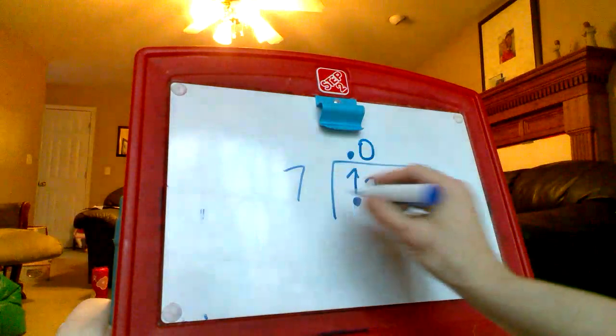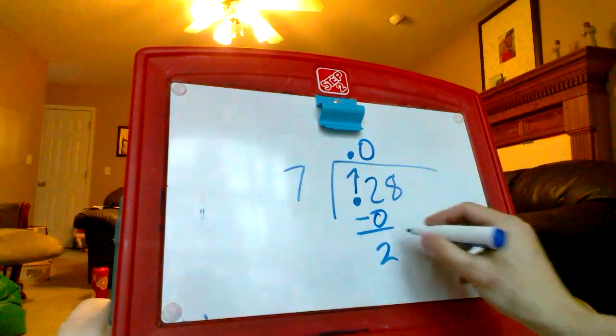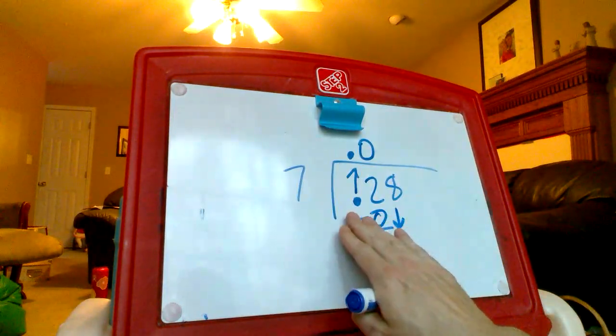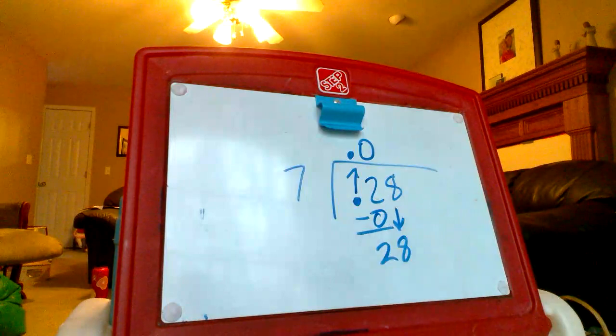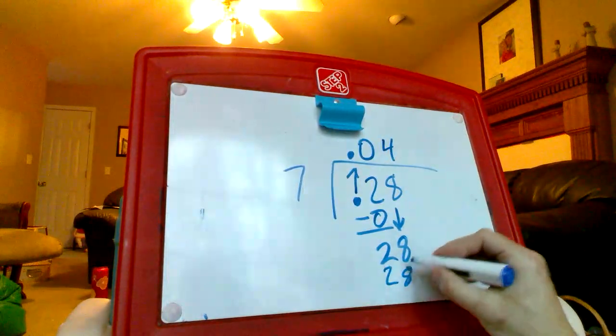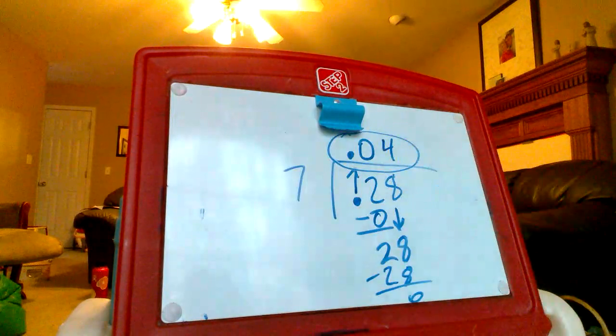Now, you can do 0 times 7 is 0, 2 minus 0 is 2, and then bring down your 8. You can do it that way, or you can just leave it as 28 and just keep on going. Either way. How many times will 7 fit into 28? It's 4 times, which is 28. We're left with 0. Our answer is 0.04. You can have 0.04 or .04, but you do have to have the 0 here. That's a placeholder, and we need it.